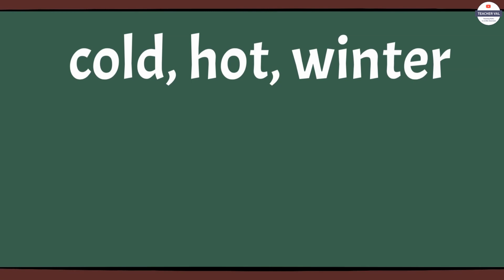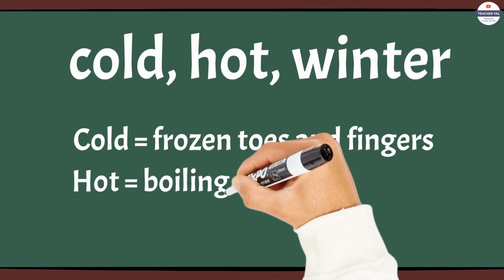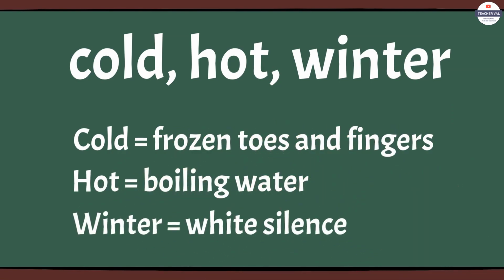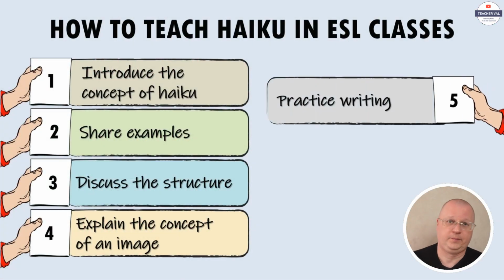Ask your students to write a short phrase or sentence for each of these words without using them, so they can create an image for these words. Give examples. Cold could be frozen toes and fingers. Hot could be boiling water. And winter could be white silence.